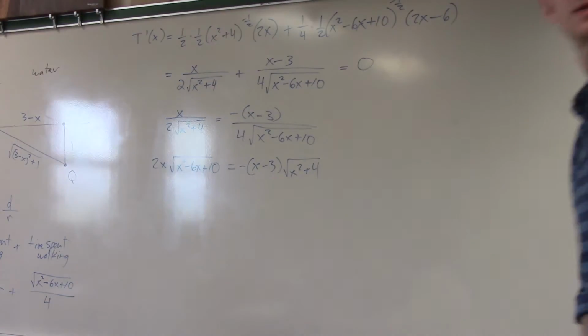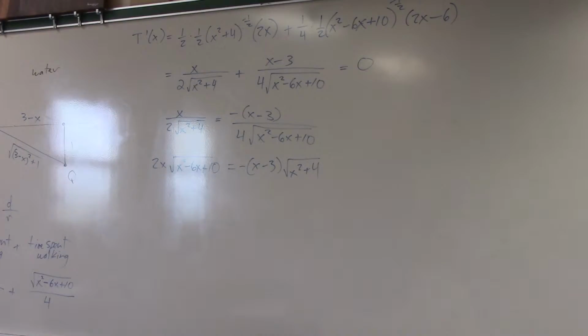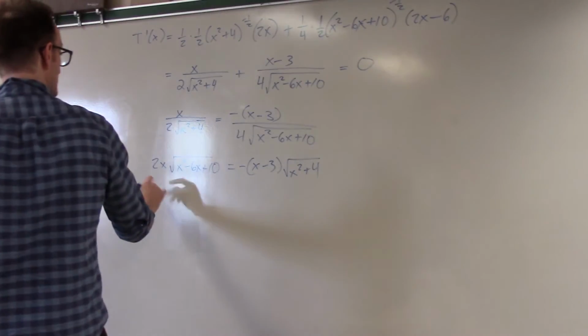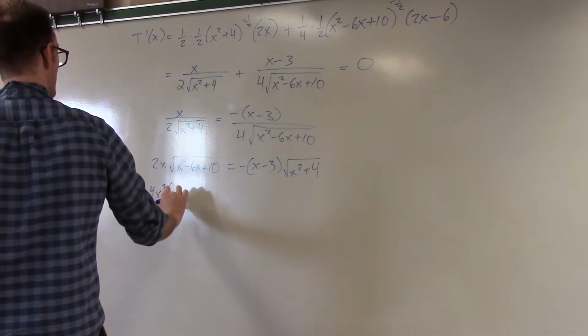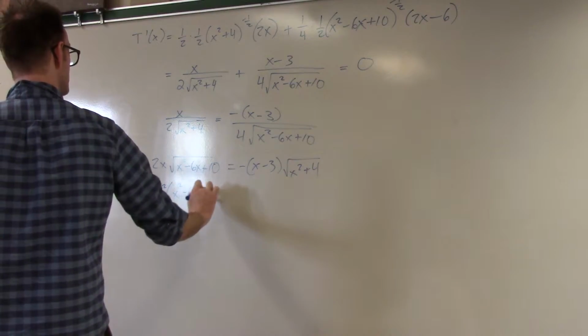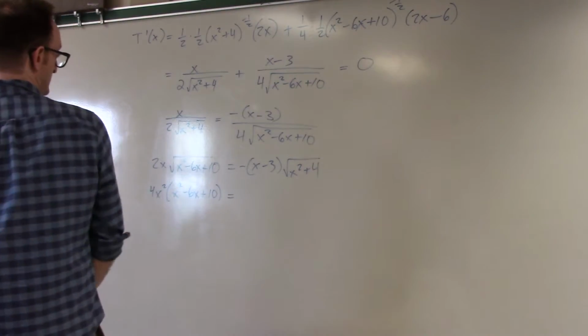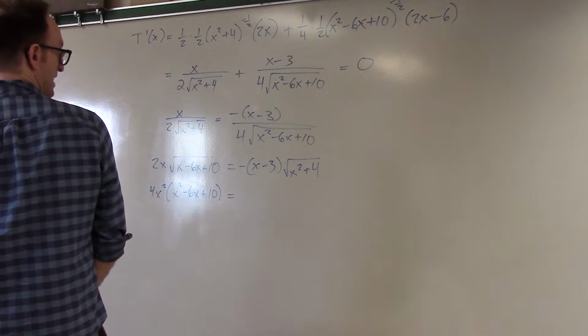Does everyone see what I'm doing? Just sending it to 0, moving one of the giant expressions over to the other side, cross multiplying, now I'm going to square. So hopefully this all works out. So this is 4x squared minus 6x plus 10. And this is, now I'm starting to doubt myself.